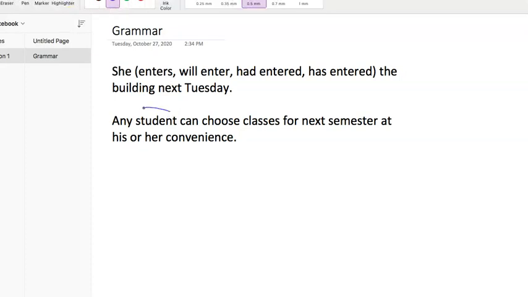All right, so we have student, right? And because student is singular, then the pronoun also has to be singular, or pronouns, right? And so his and her are both singular pronouns, and so we need to have that, right? We cannot have any plural pronouns like their, and have this still be a correct sentence, right? A lot of people would see any student can choose classes for next semester at their convenience and wouldn't have a problem with it. That would be incorrect in this situation. His or her, singular pronouns, is correct.